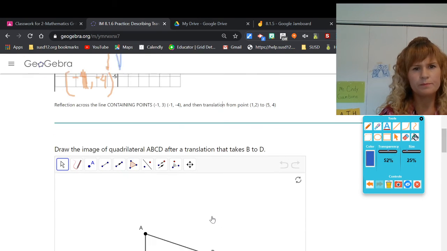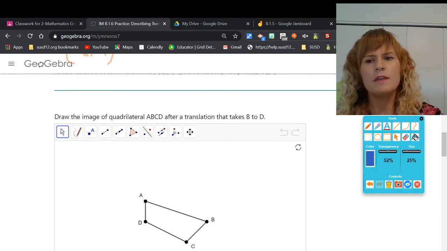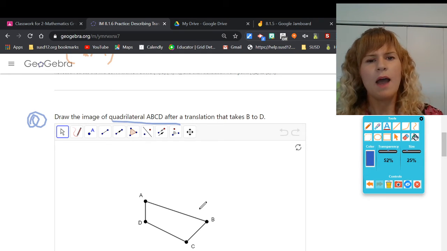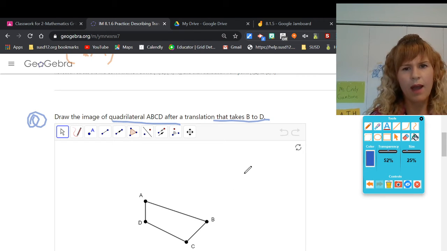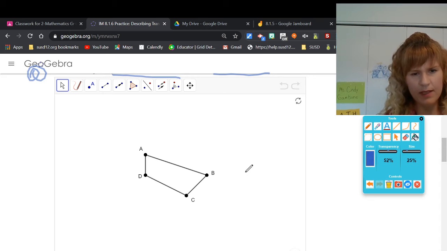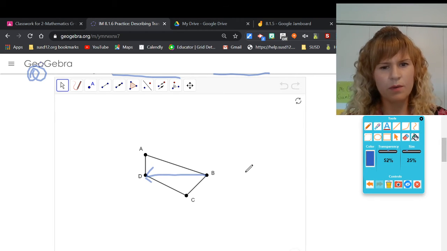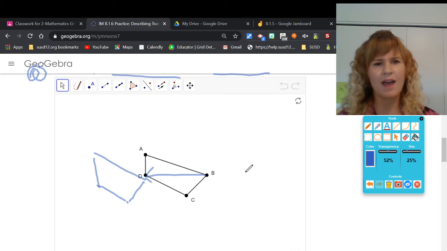Let's keep going. The next direction says, draw the image of quadrilateral ABCD after a translation that takes B to D. Okay, after a translation that takes B to D, can you imagine what this image is going to look like? I can. I'm getting pretty good at this stuff. I can imagine it's going to look something like that.